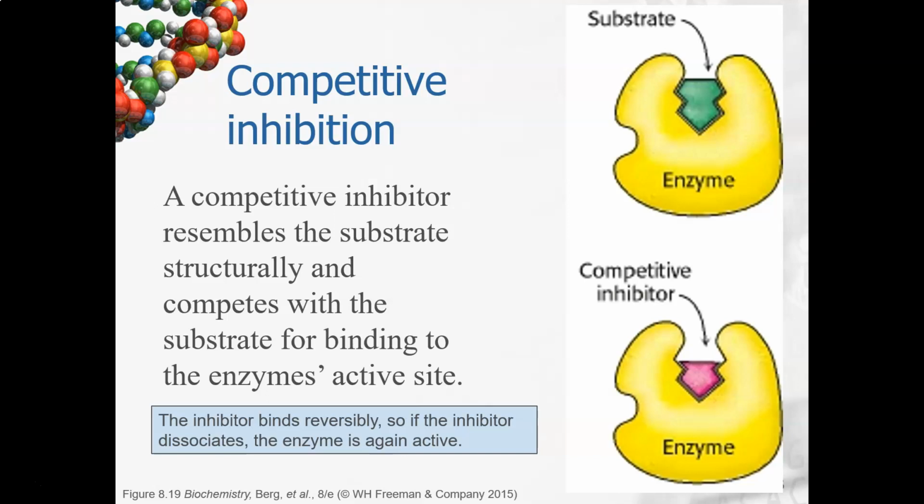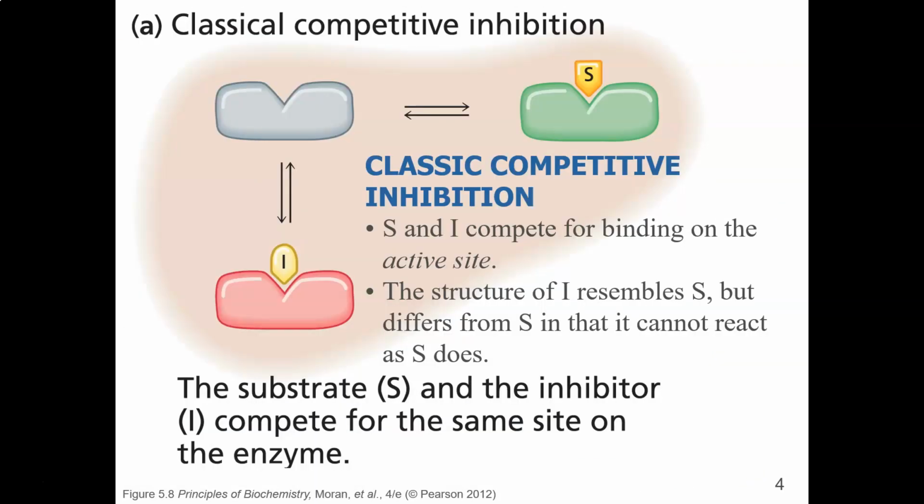So remember, all of this is reversible. If the inhibitor dissociates, then that gives the opportunity for the substrate to bind. So in classical competitive inhibition, if the enzyme binds to the substrate, then the enzyme can catalyze the reaction and convert substrate to product. But if the inhibitor gets there first, then the inhibitor binds to the active site, and that prevents the substrate from binding. So the substrate and inhibitor compete for binding on the enzyme's active site, and the inhibitor structure has to be somewhat similar to the substrate, otherwise it wouldn't be able to bind to the active site, but it differs in that it can't react the way that the substrate does.